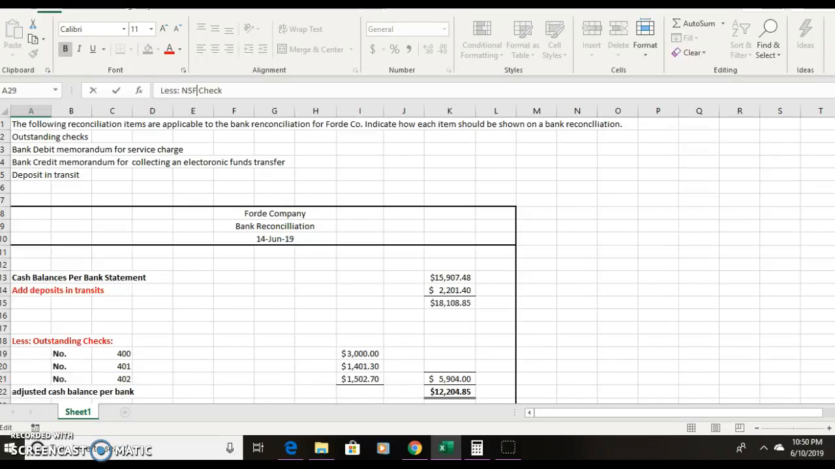The following reconciliation items are applicable to the bank reconciliation for Ford Company. Indicate how each item should be shown on a bank reconciliation. Outstanding checks, bank debit memorandum for service charge, bank credit memorandum for collecting an electronic funds transfer, and deposit in transit. So before we get started, I was writing down some information for the reconciliation procedure.